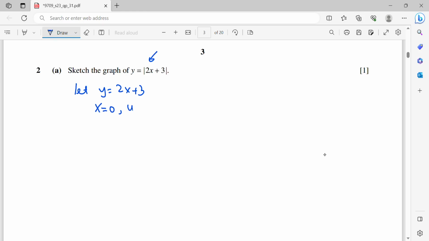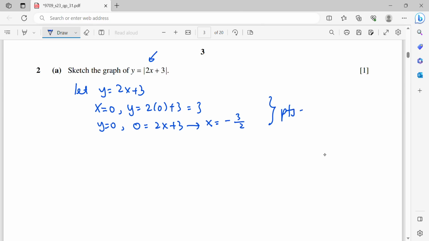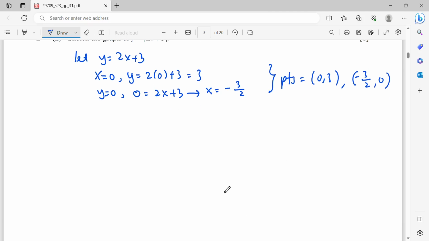Where x equals 0, my y is 2 times 0 plus 3, which is 3. And when y equals 0, 0 is 2x plus 3, which means my x is going to be negative 3 over 2. So now I found 2 points: 0, 3 and negative 3 over 2, comma 0. Okay, so now we can just simply sketch this graph.